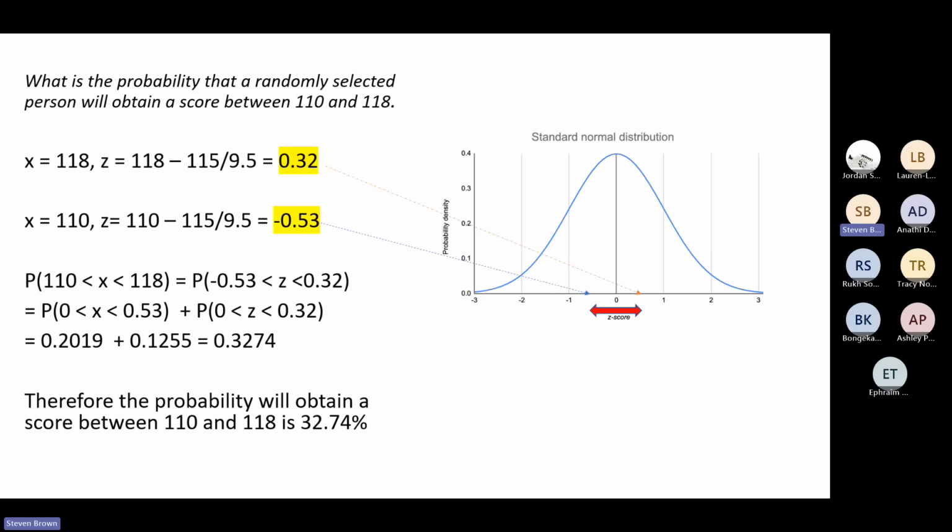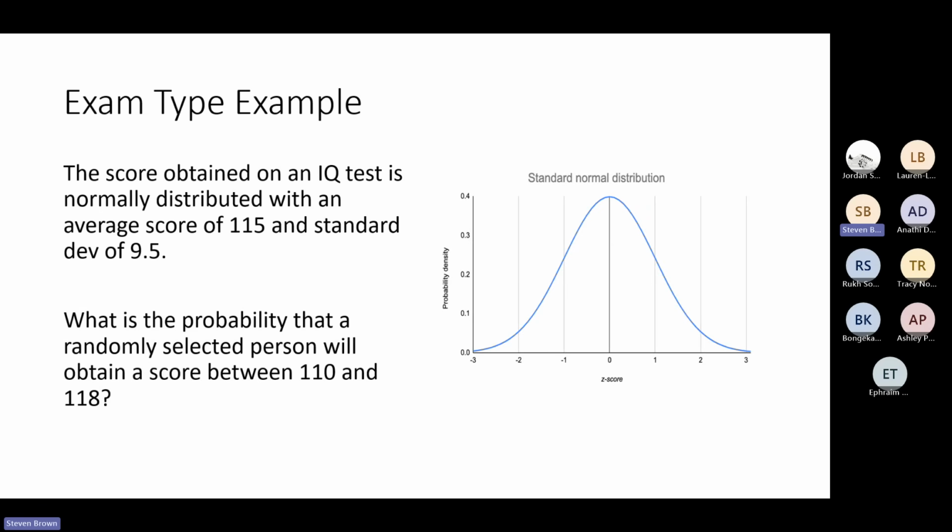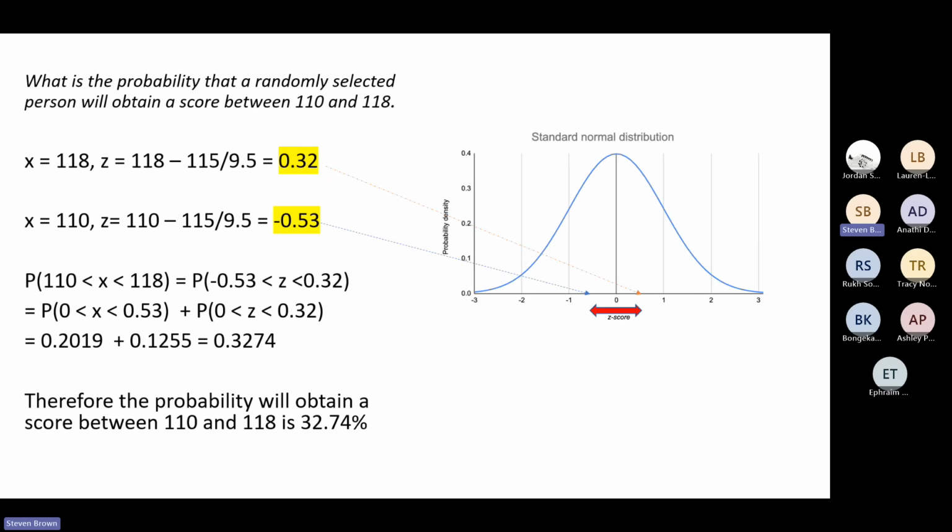Now the question, that's fine. So you got these two numbers. Now what are you going to do with them? Look what the question is asking. What is the probability that a randomly selected person will obtain a score between 110 and 118? That's the question. So they're asking you here, what's the probability between that number and that number? Okay, so you've got the probability there, and you've got a probability there. The probability here, this one here, 0.32, is from your mean to that point. And the probability here is from that point to the mean, or the other way around.